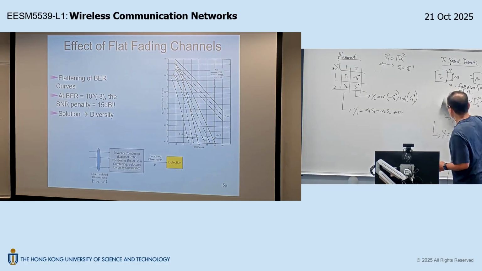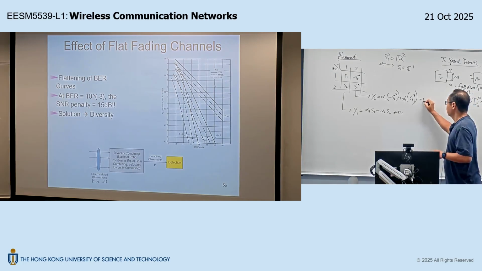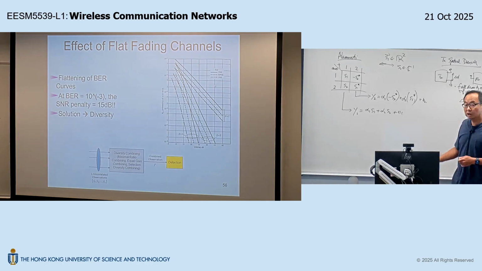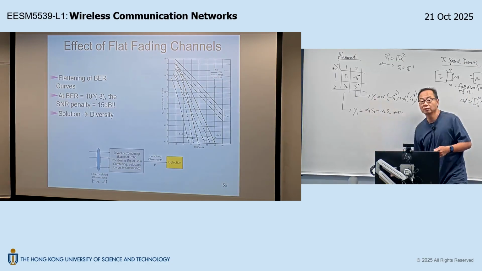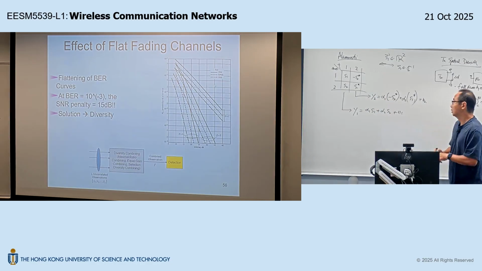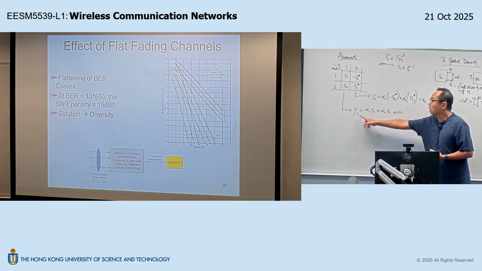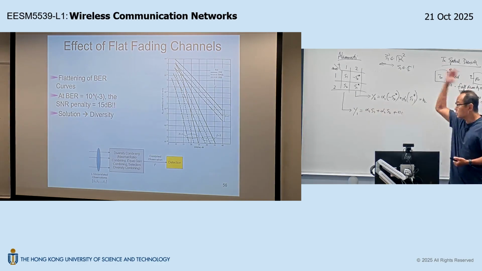Let me further erase this. Plus the noise. So in this way, you generated two observations. Now, the thing is, the receiver receives Y1 and Y2, right? Over this two time slot transmission. So what is your goal?